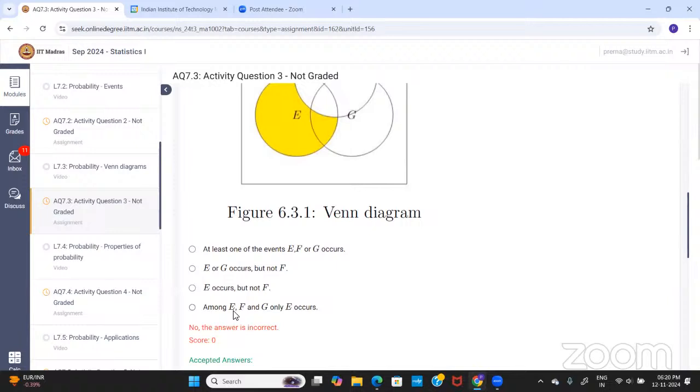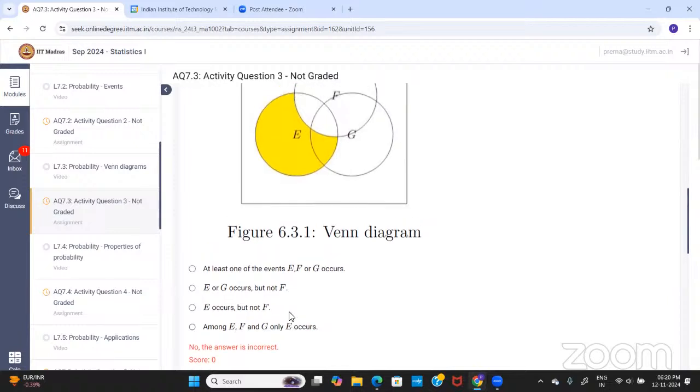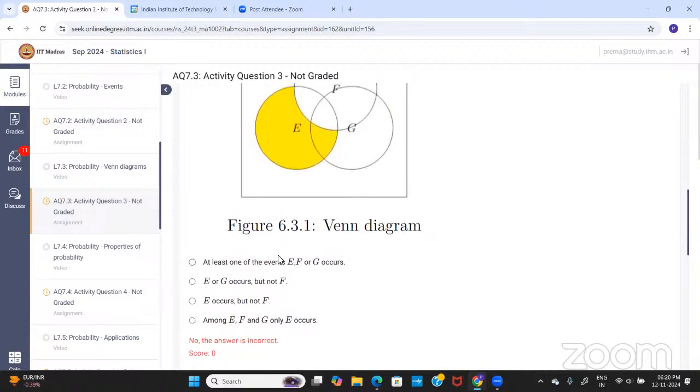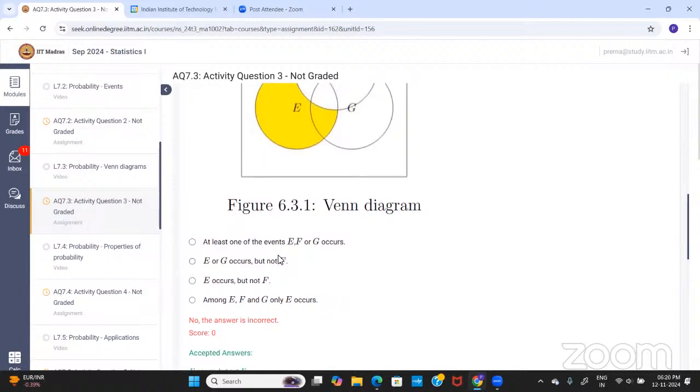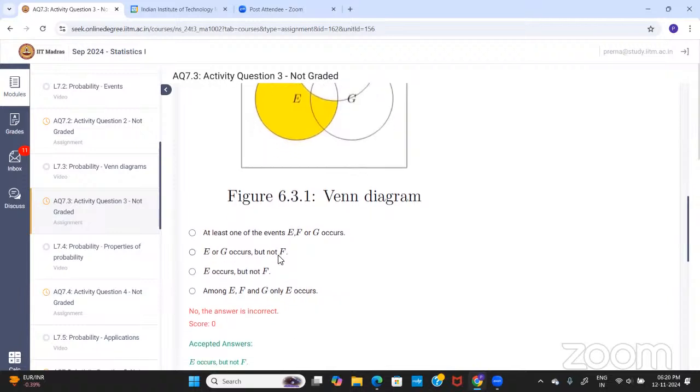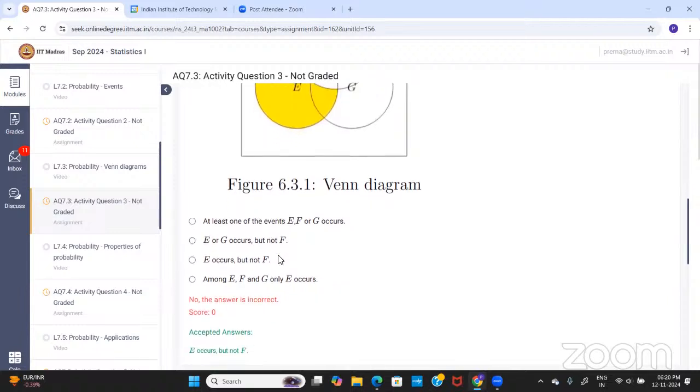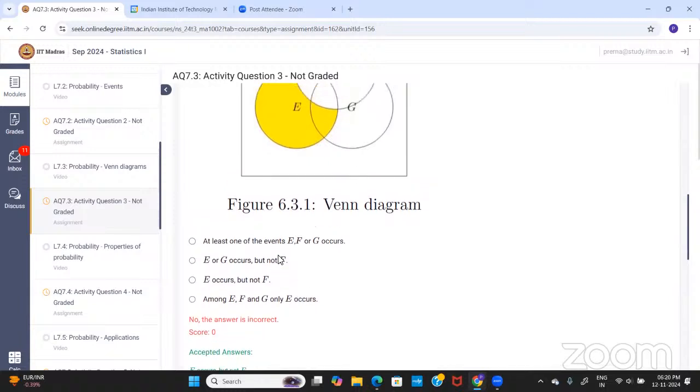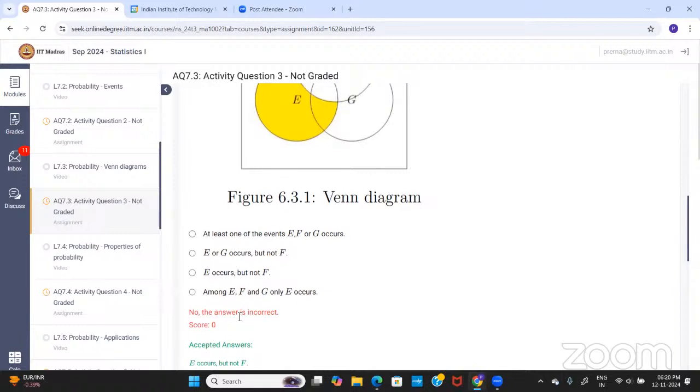And among E, F, and G, only E occurs. So that will not be correct, because E is also not complete here. Ma'am, the fourth option is incorrect because part of E intersection G is inside the yellow shaded region. Sorry, the fourth is the wrong option, right? Yeah, the fourth is the wrong option. Third is correct, E minus F. Yeah, third is correct. Fourth is wrong. Okay.